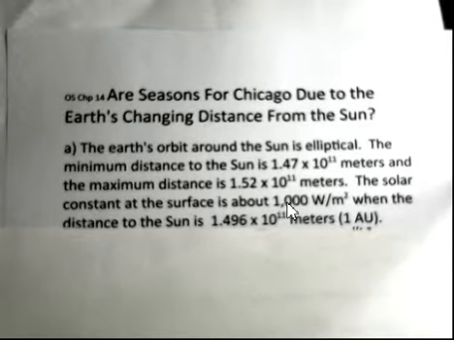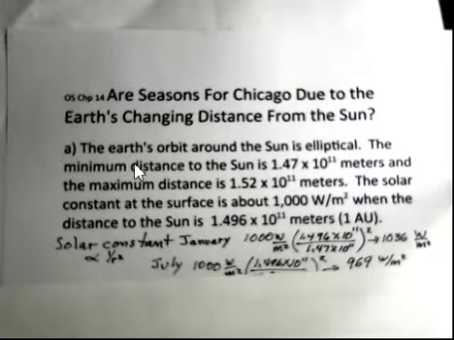The solar constant is about 1,000 watts per meter squared on the surface of the Earth when the Earth is 1 AU away from the sun, that's 1.496 times 10 to the 11th. You'll notice that's in between these two values. So even without doing a calculation, the Earth is closest to the sun in January, but the Northern Hemisphere has its coldest weather. And it's furthest from the sun in July, and we're hot in Chicago in July. So that should clue you in that the distance to the sun does not control the seasons.